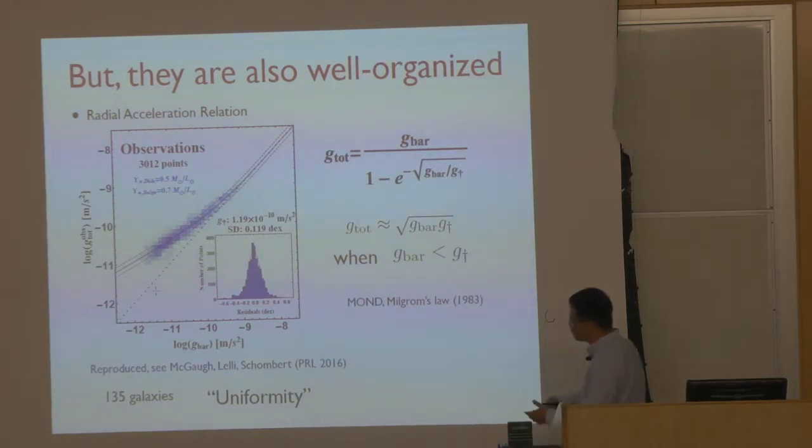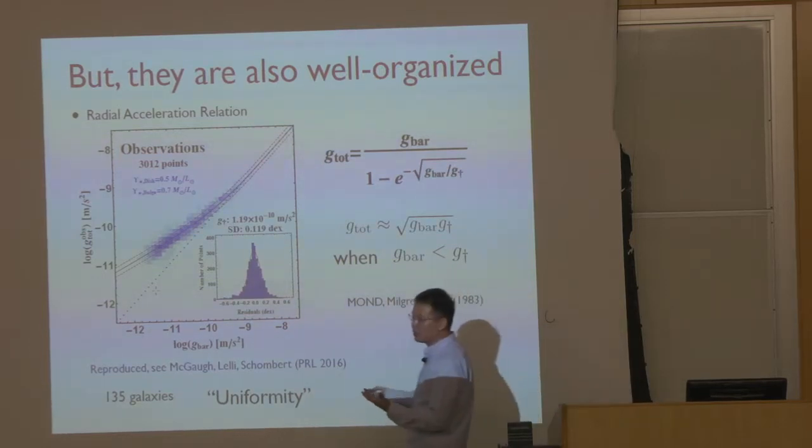We reproduce this plot. My student reproduced this plot, assuming some mass to light ratio. You can see that these more than 3,000 points all stay on this band, and you can fit it with the functional form proposed by Stacy McGaugh et al. This is MOND, modified gravity. Probably you don't need dark matter.